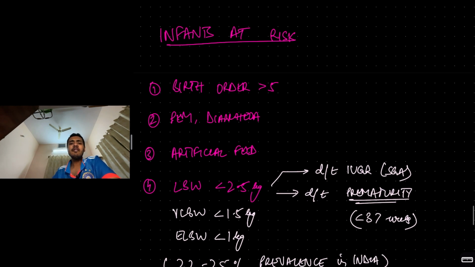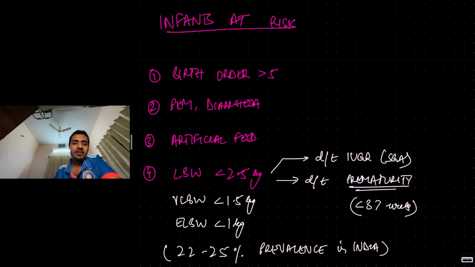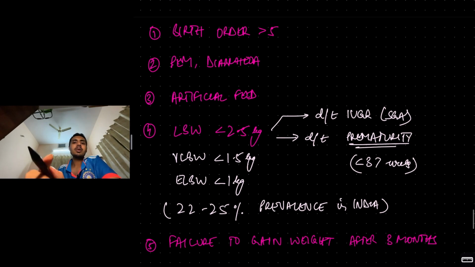Then coming to infants at risk. Who are the infants who are at risk of getting an illness and dying? So basically, first is birth order more than 5. What is birth order? Basically, second child in the family, birth order is 2. Third child 3, fourth child 4. So more than 5 children, basically mother's sixth child, seventh child, they're all birth order more than 5. So birth order more than 5.